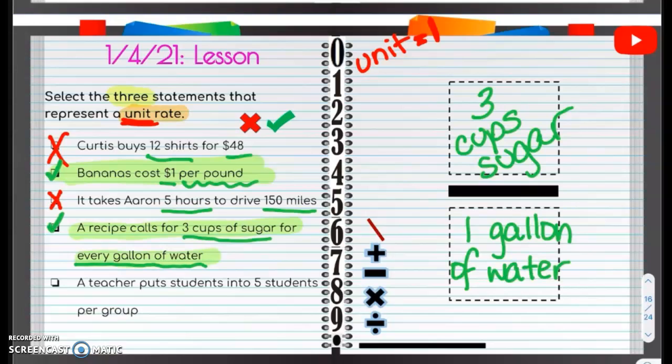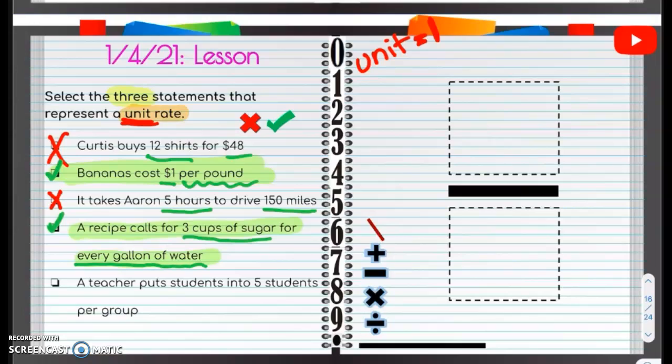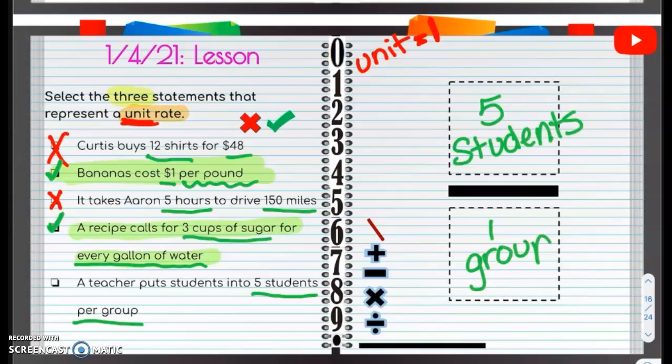Now the last one said, a teacher puts students into 5 students per group. So 5 students per group. So that just means per 1 group. So do we have a 1 in our denominator here? Yes, we do. Yes, we do. So our last one is also going to be correct.